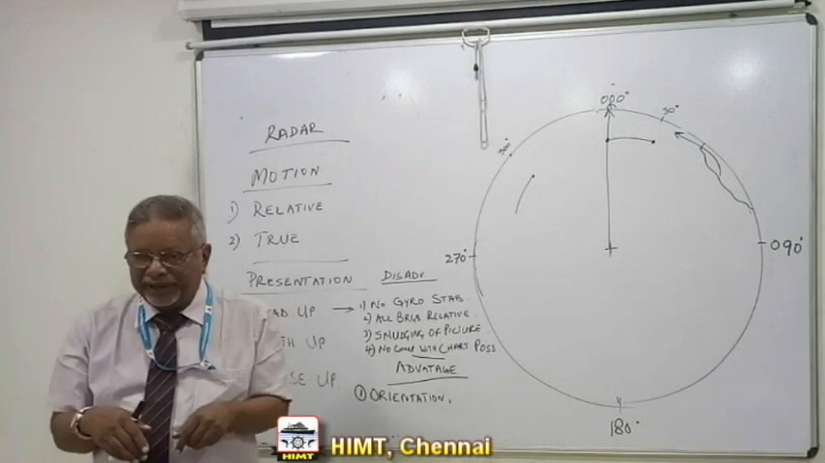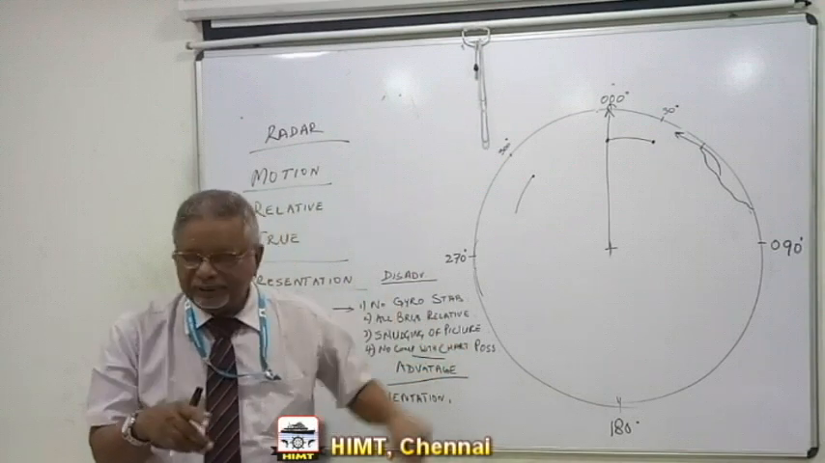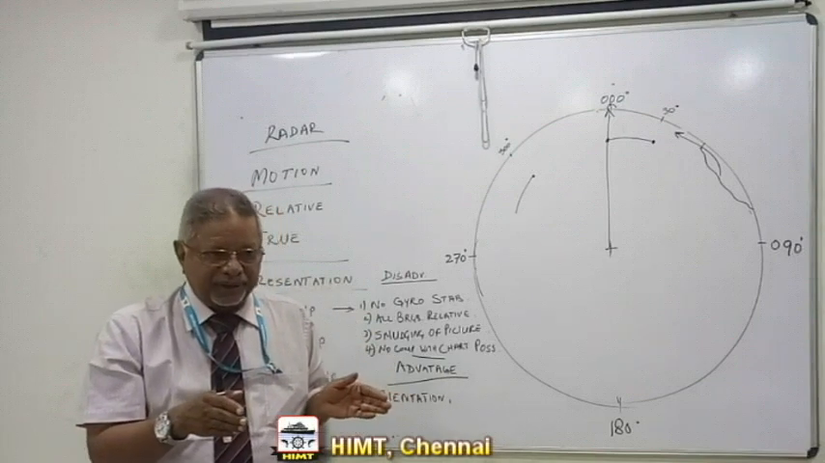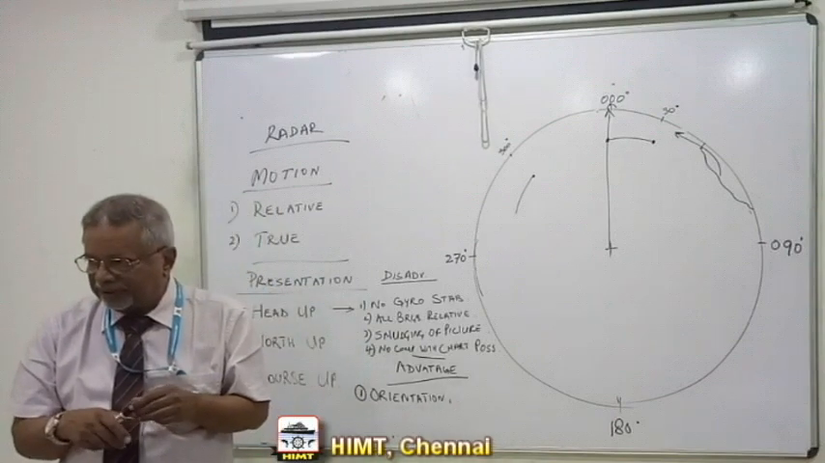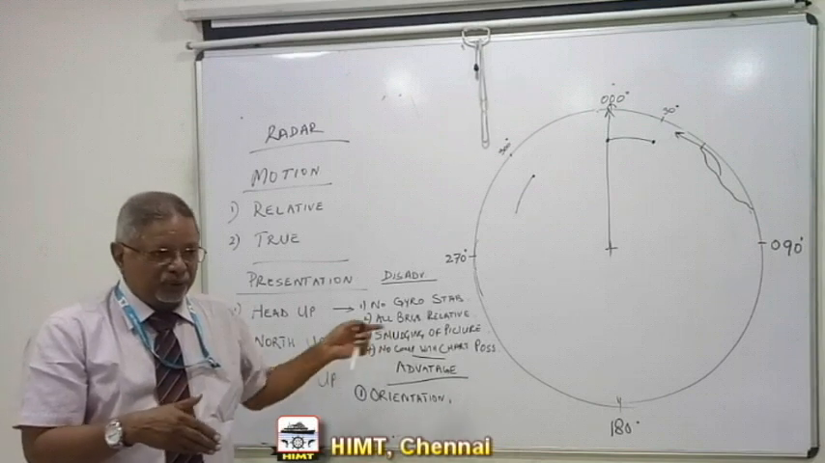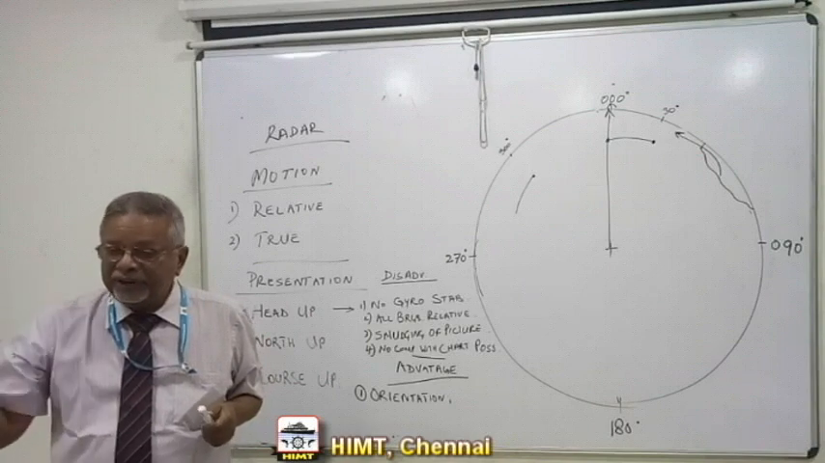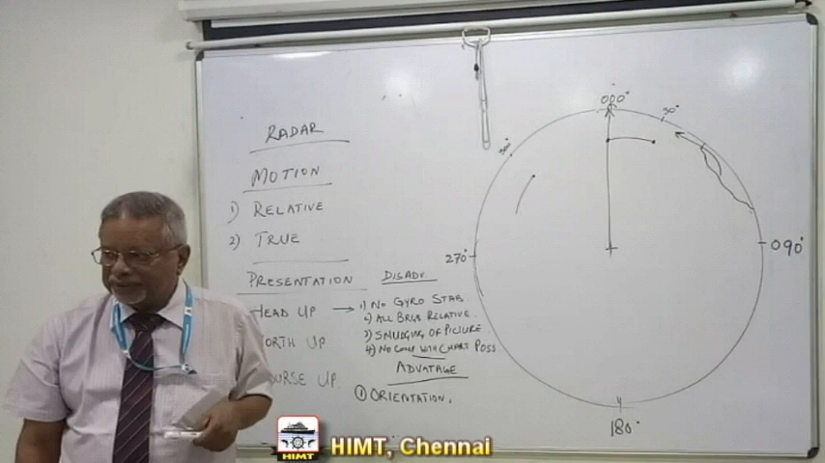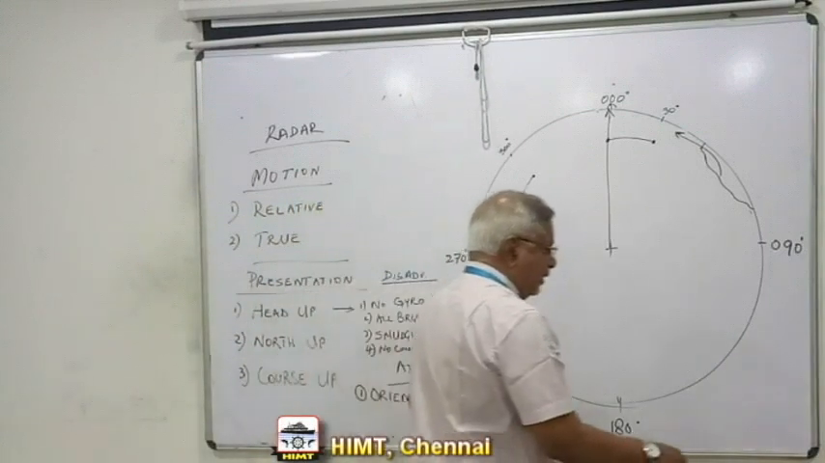Though both are on the same screen, on the left-hand side you have the PPI, and the alphanumerics on the right-hand side are the ARPA. The ARPA can fail, but your radar can still work. You can use the radar in head-up presentation, relative motion, and it will work. That is the main advantage of head-up presentation. So that is head-up presentation.